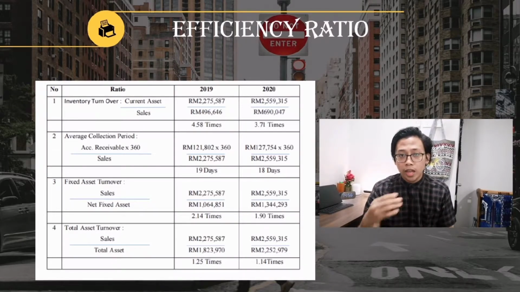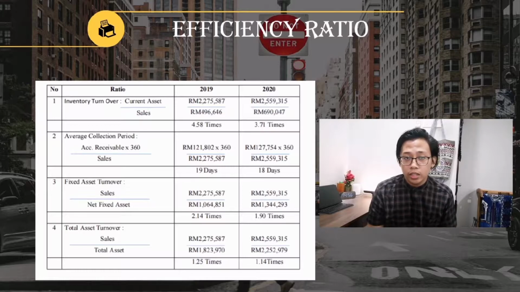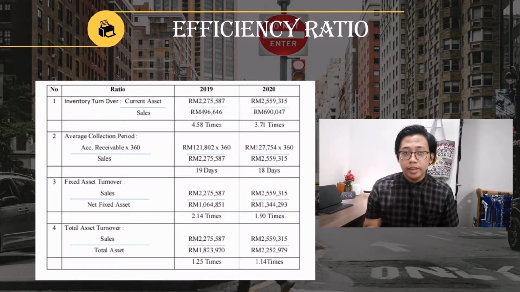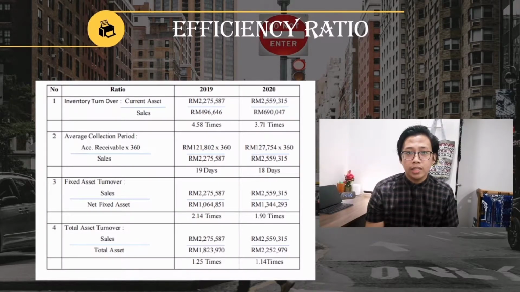The fixed asset turnover ratio from the year of 2019 to the year of 2020 is decreasing from 2.14 times to 1.90 times. The ratio reflects that the company has less effectiveness of fixed assets to generate sales in the recent year.